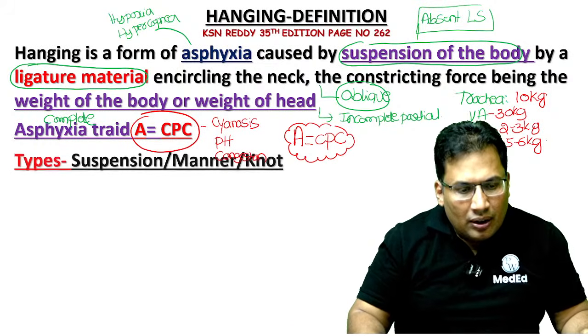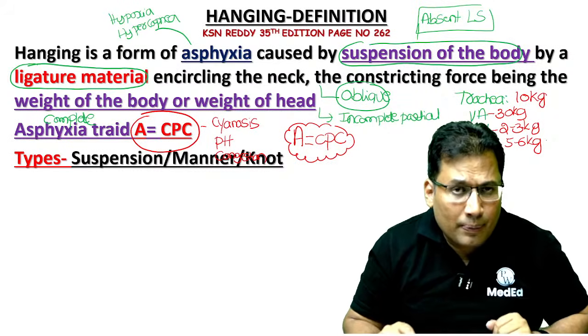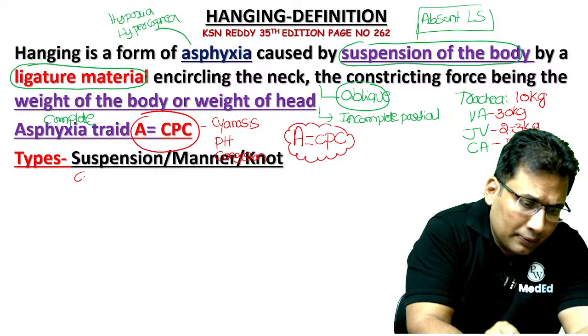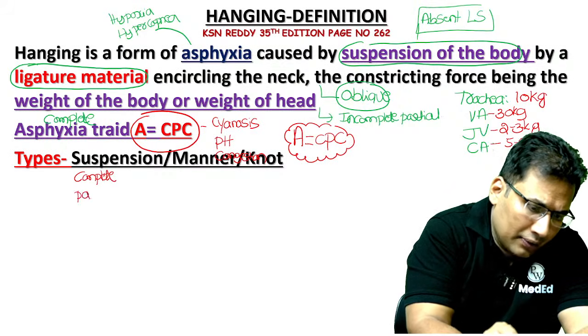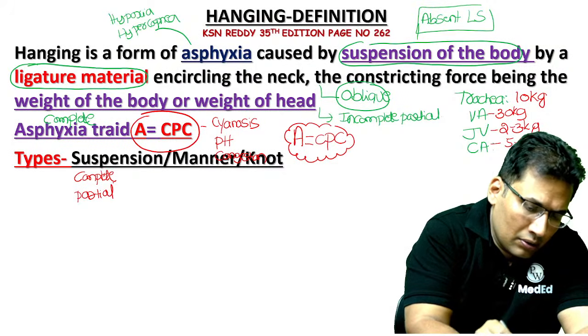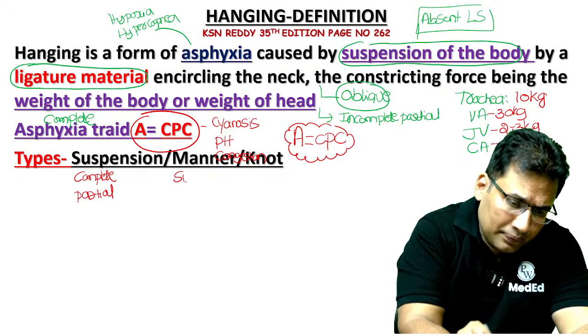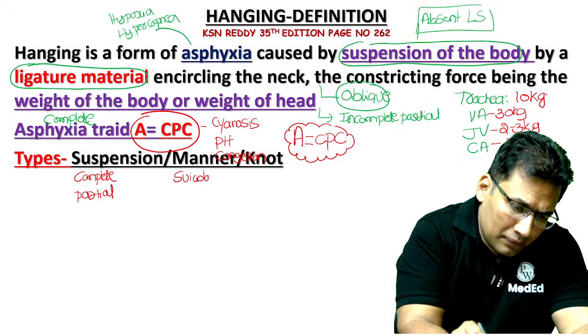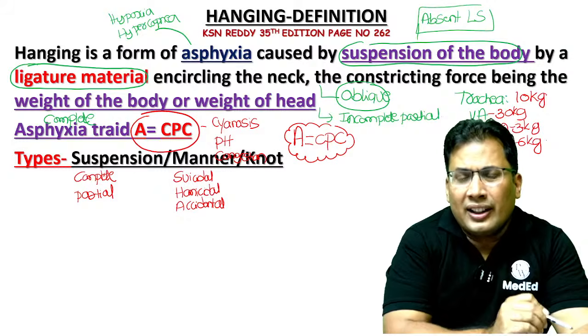Next, types of hanging, very important. Based on the suspension, it can be complete hanging, partial hanging. Based on the manner, it can be suicidal hanging, homicidal hanging, accidental hanging, or it can be judicial also.